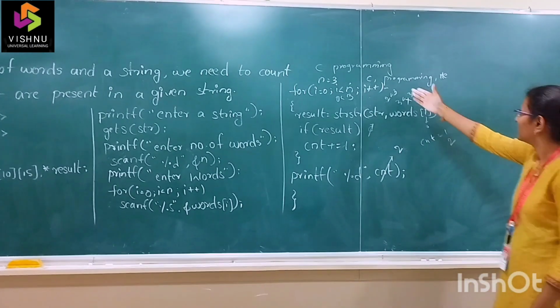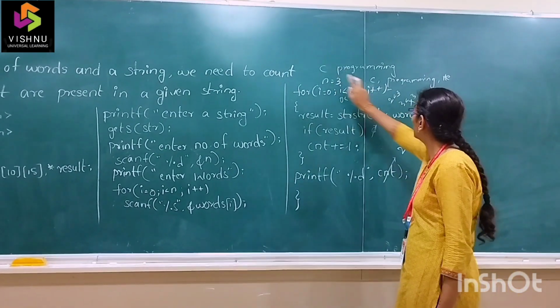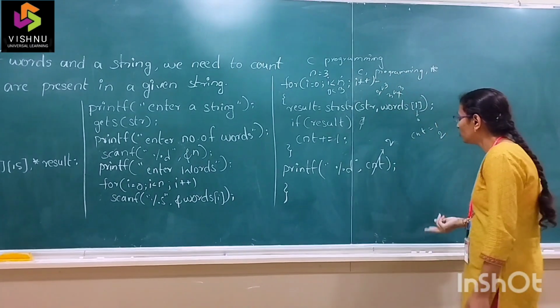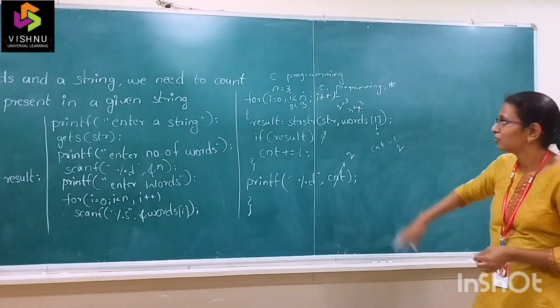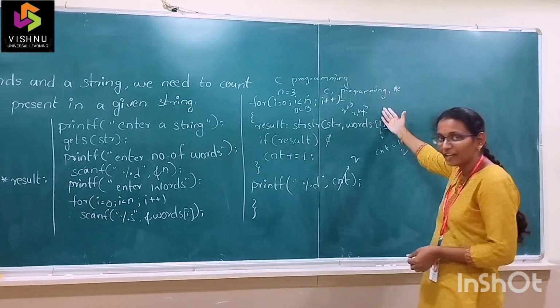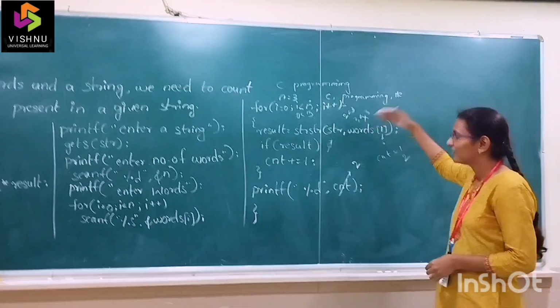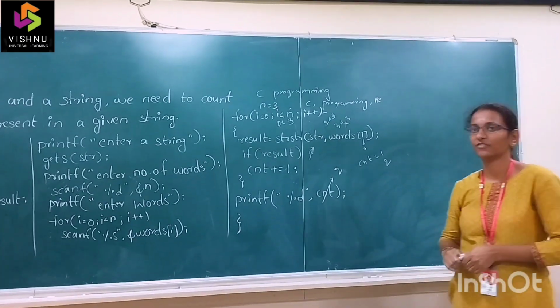As we see, C and programming are the 2 words which are present in the main string C programming. Me is not present. So 2 words are present in the main string, and the count value is 2. We can give any string with any number of words, so that we can count the words which are present in the main string by using the strstr function.